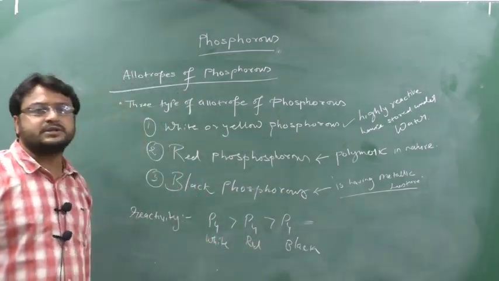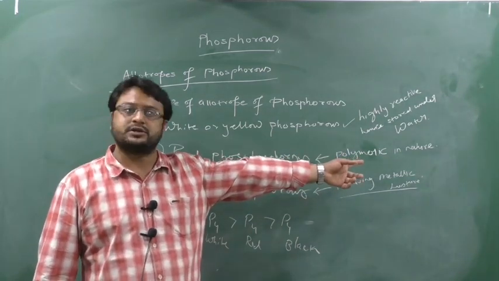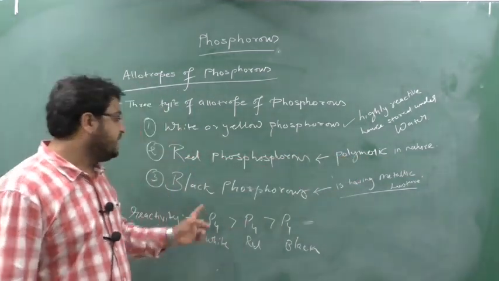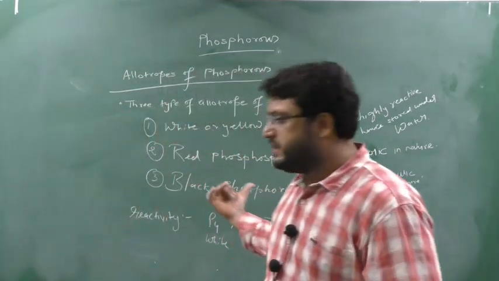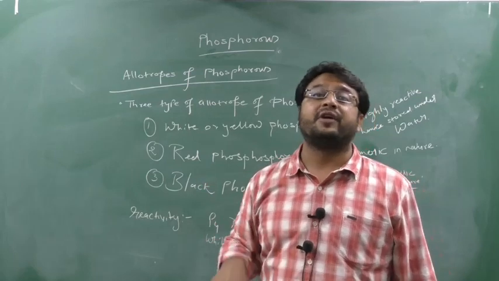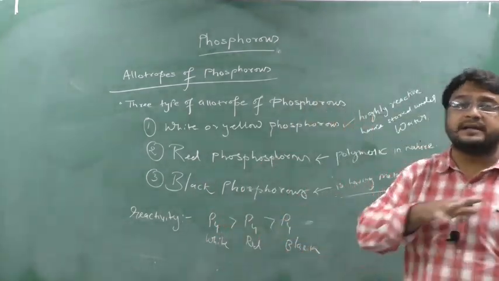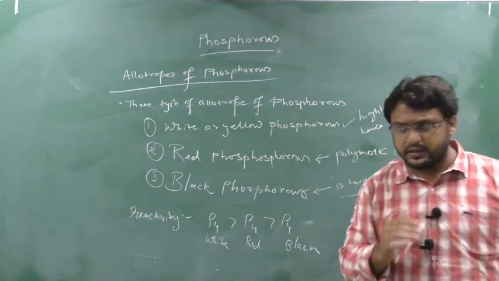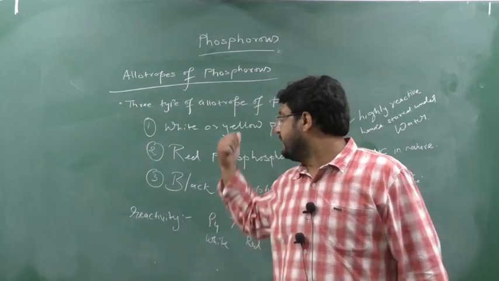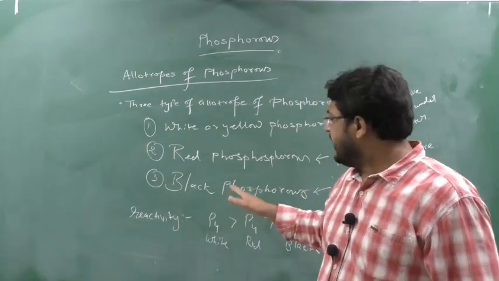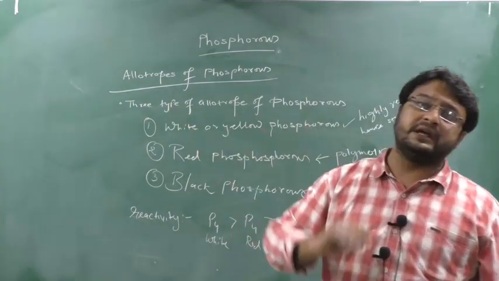So red phosphorus is polymeric in nature. Why polymeric? When I do the structures, you will automatically understand. And black phosphorus has a hexagonal ring structure, a layered structure like graphite. So black phosphorus has a hexagonal layer type of structure. When you see Pradeep, you can see the structures are given: white, red and black. I will do everything, don't worry. So black phosphorus has a hexagonal layer structure.